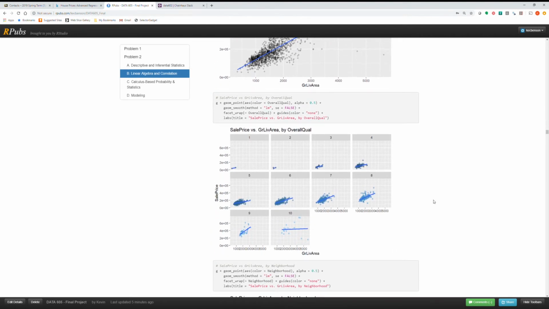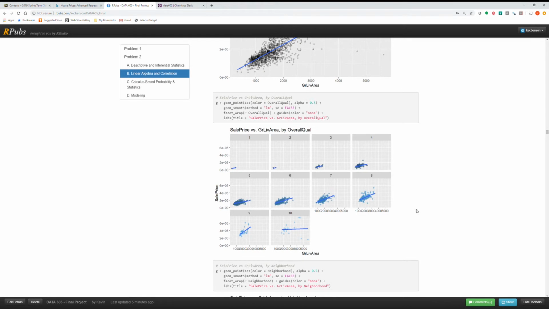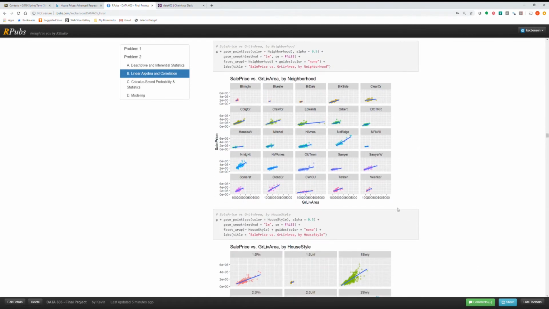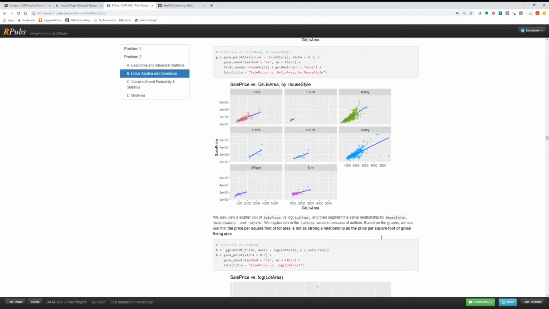We also look at this relationship broken out by overall quality. The lines indicate the best fit line, whose slope is going to give us the price per square foot. And as you would expect, higher quality properties will have a higher price per square foot metric. We also see a similar relationship by neighborhood, where certain neighborhoods like Northridge and Northridge Heights have a very steep linear relationship, implying higher valuations compared to other neighborhoods. We also see a similar relationship by housing style.